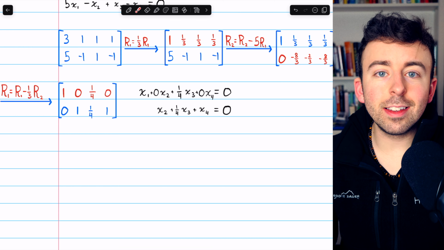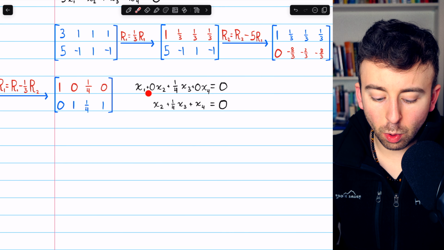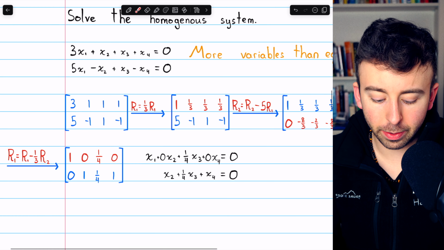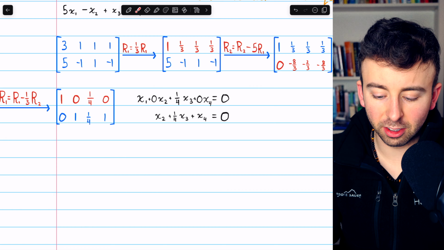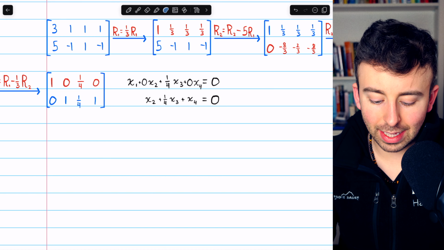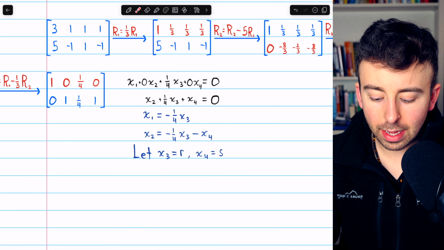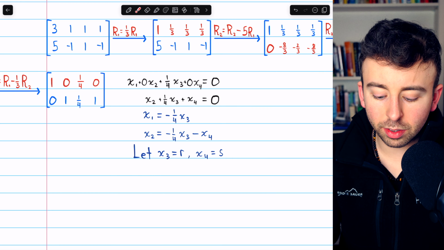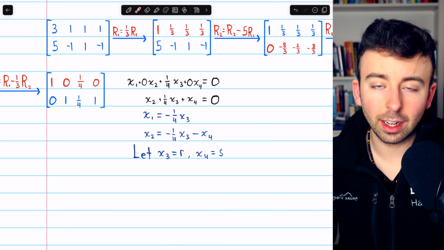From here, we can pretty easily describe the infinite set of solutions. We have from row 1 that x1 plus 0x2 plus a fourth x3 plus 0x4 equals 0. And from row 2, we get this equation with 0x1, 1x2, and so on equals 0. Now, we'll solve each of these equations for the leading variables, and that gets us here. We have that x1 equals negative a fourth x3, and we have that x2 equals negative a fourth x3 minus x4. Again, just solving for the leading variables.